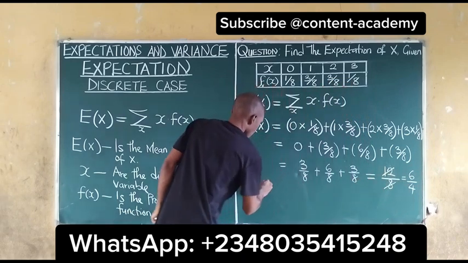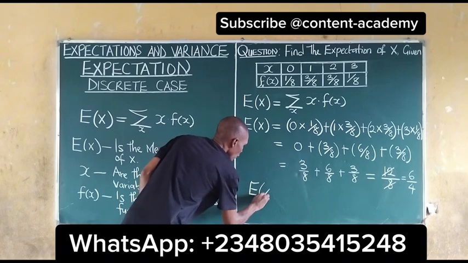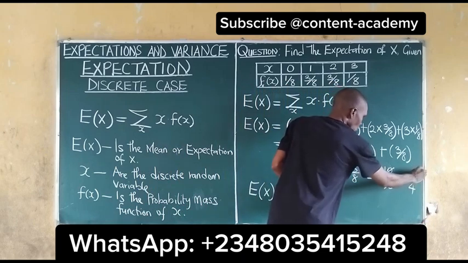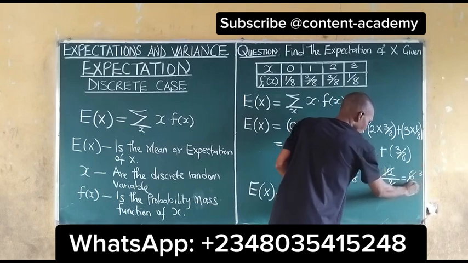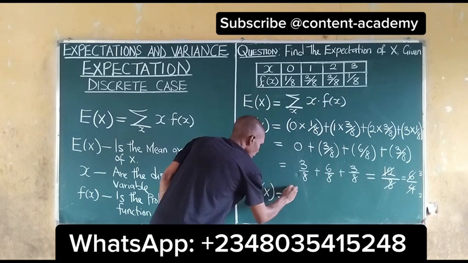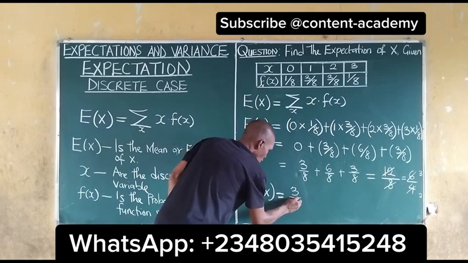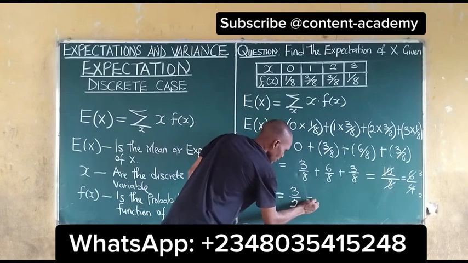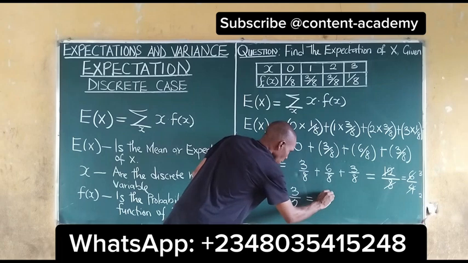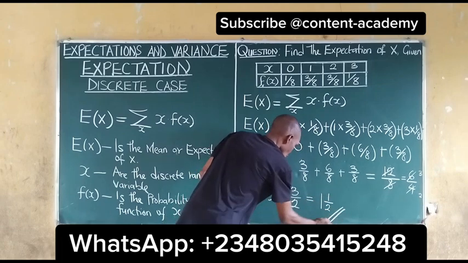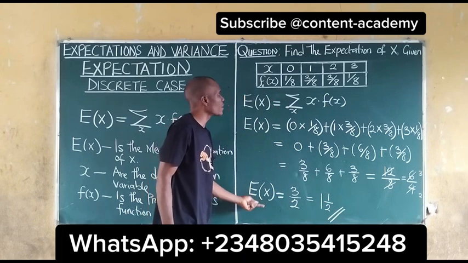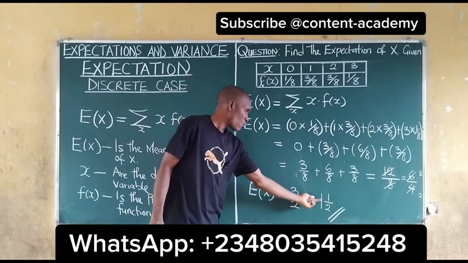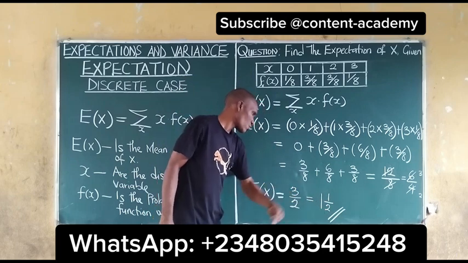Also, our expectation of x is equal to, now 2 here will give us 3 and 2 here will give us 2. So we have 3 all over 2 as our answer. We can still write it, to reduce it further, as 1 whole number, 1 all over 2. So our expectation of x, or the mean of x, given this table is equal to 3 all over 2, or 1 whole number, 1 all over 2.